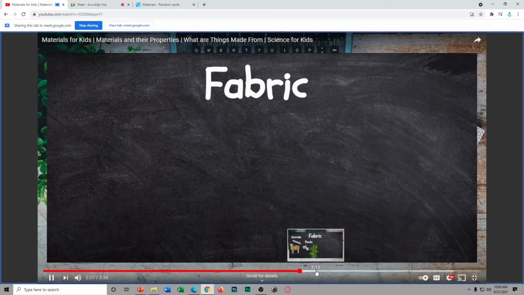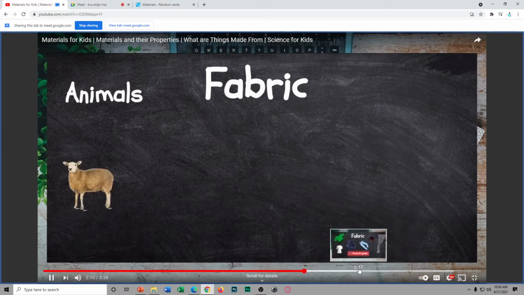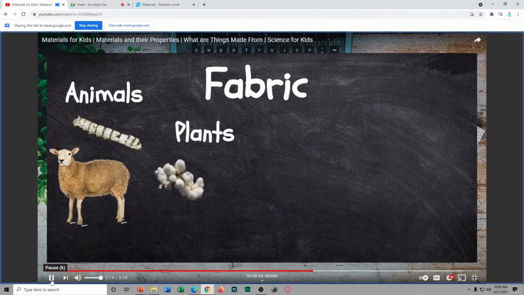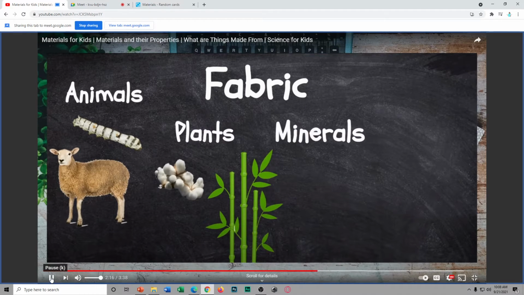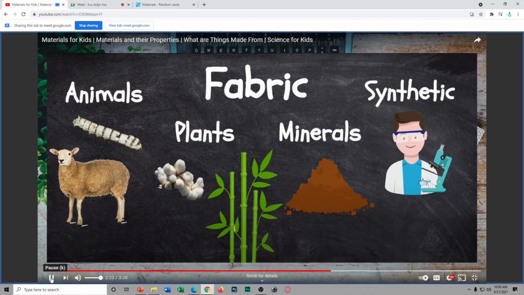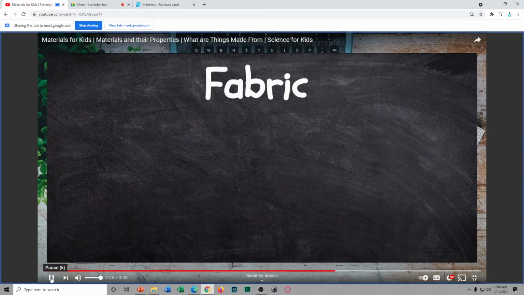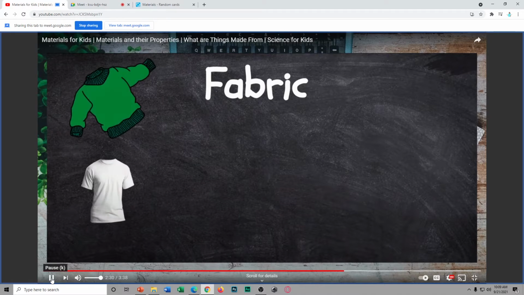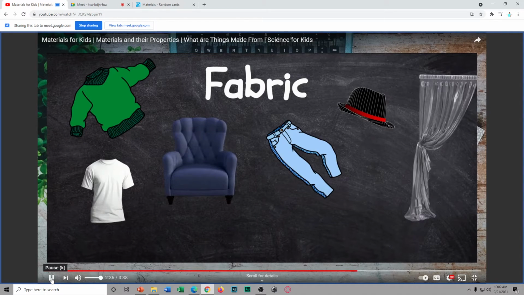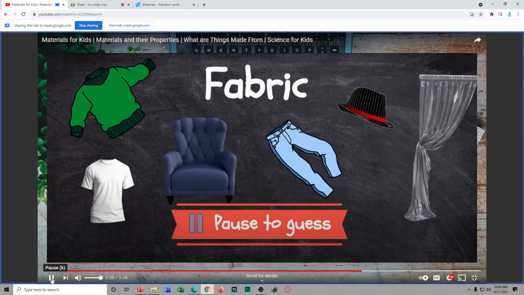The four main sources are animals, such as wool from sheep and silk from worms, plants, such as cotton, bamboo, minerals, like asbestos and glass fiber, and synthetic fabric, such as nylon and polyester. Fabric is breathable and absorbent, so it's perfect for clothing, like shirts, trousers, and hats. Furniture can also be made from fabric, like sofas, armchairs, and curtains. Can you think of anything else made from fabric?